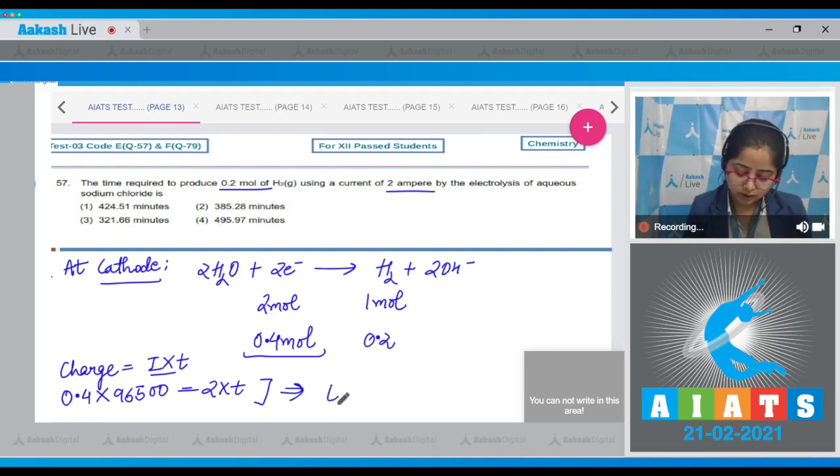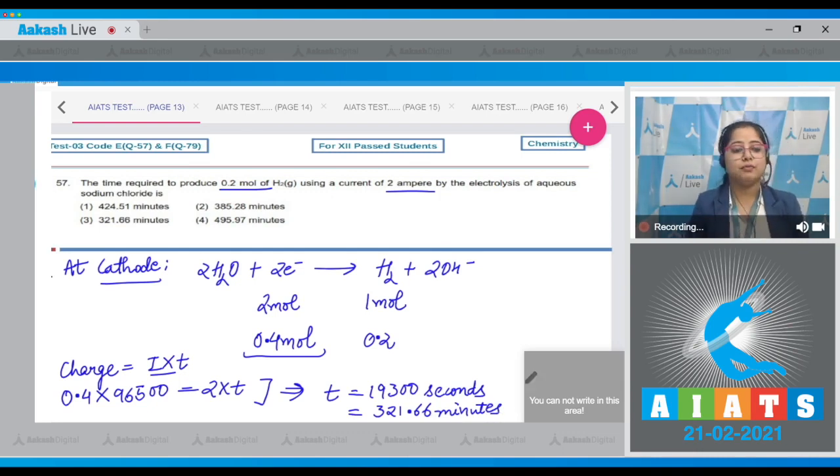So students, time is equal to 19300 seconds. Let's convert this into minutes. It will be 321.66 minutes. Students, I have multiplied and divided the entire terms. Please avoid using a calculator. Try to solve all these questions with your hands only, so that your speed will increase eventually till your NEET exam. So here it is very clear that the correct answer is option number 3.